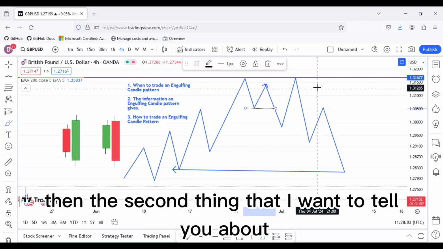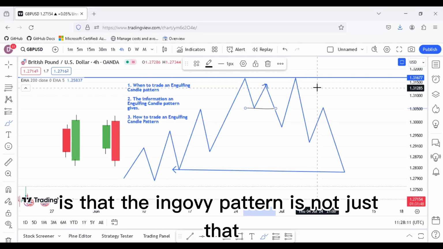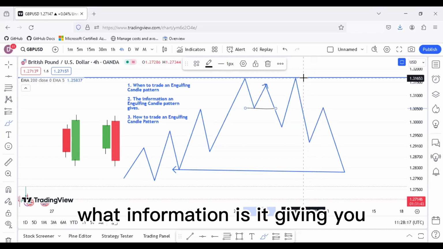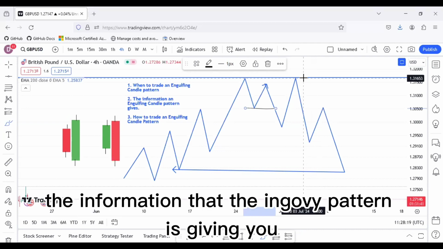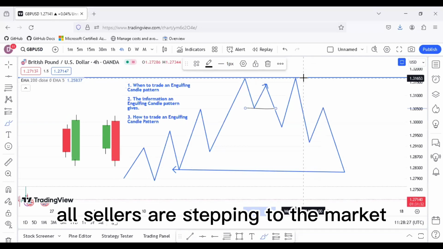Then the second thing that I want to tell you about trading the bank's way using an engulfing pattern is that the engulfing pattern is not just that. The engulfing pattern is giving you information. And what information is it giving you? Number one, that the buyers or sellers have stepped into the market.